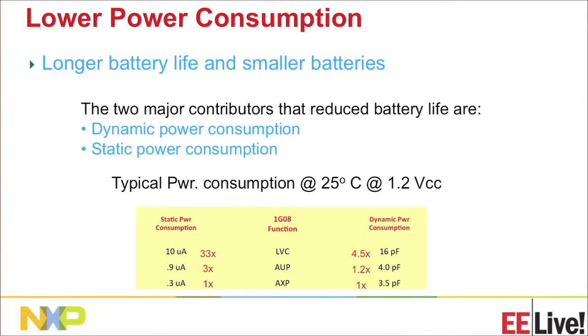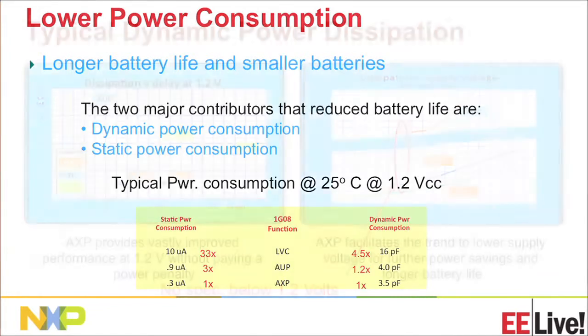Looking at the dynamic power, LVC consumes up to 4.5 times more power than AXP, and these are the numbers at 1 megahertz. So by using this AXP logic, you can save that much power during switching, like 4.5 times less. And these are the numbers when the supply voltage node is 1.2 volts.